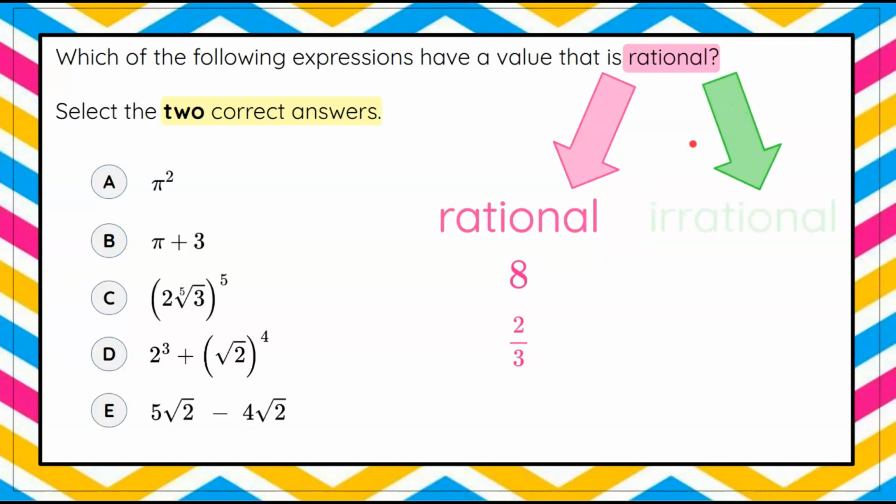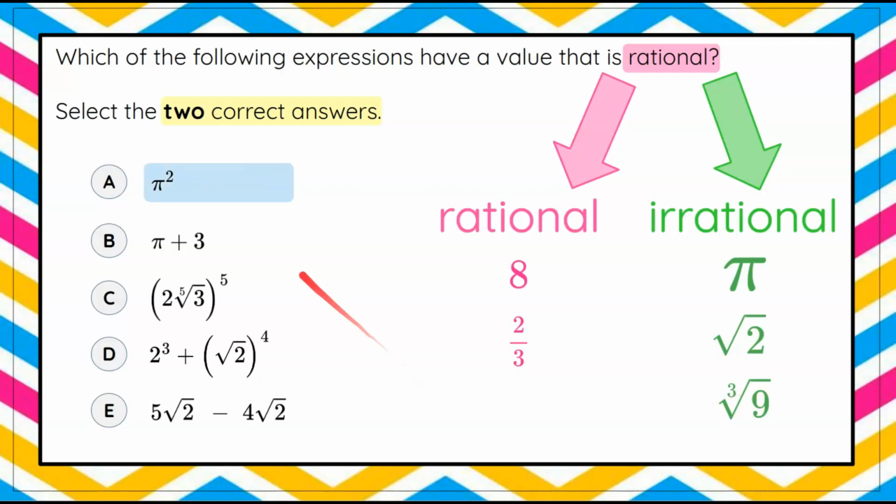So when we talk about being irrational, we want to understand that anything involving pi is irrational, and so is any non-perfect square or non-perfect cube root. These are irrational numbers because they do not have a whole number equivalent. They are decimals that never terminate, never repeat, and have no pattern. So let's go and look at our answer choices.